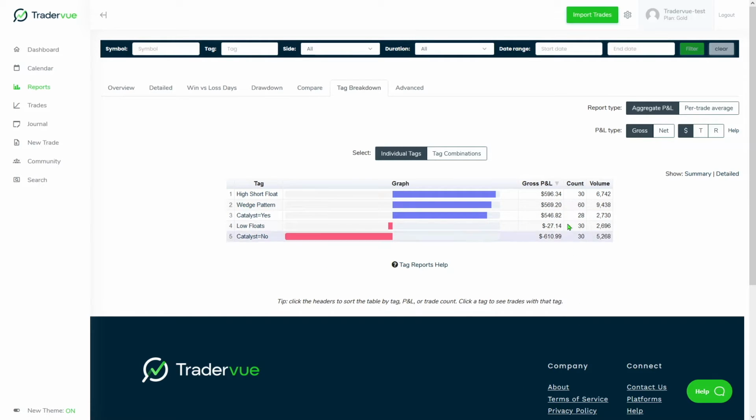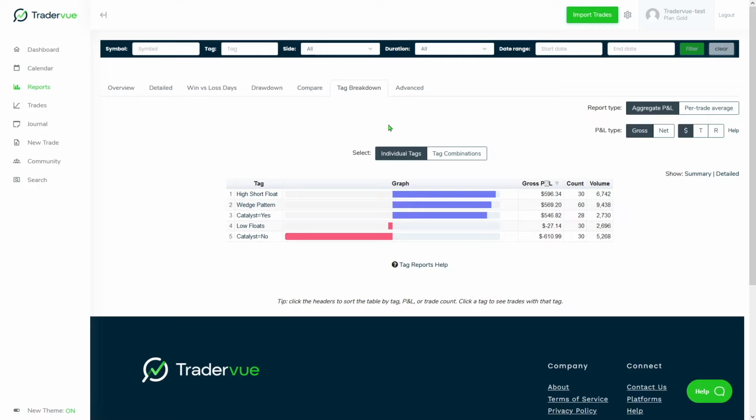One thing to keep in mind is the sample size, which is the count, and also the volume, which is the amount of shares traded. Right away we can see that this trader is doing well in these types of setups, and that the trader is not doing that well in low floats, so maybe he should avoid low floats moving forward. Also, catalyst equals null means that the trader is not doing well on trades that don't have any catalyst behind them. So this is information you can get very easily as long as you're tagging your trades and using the tag breakdown.